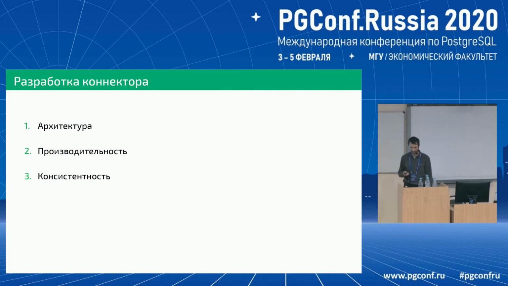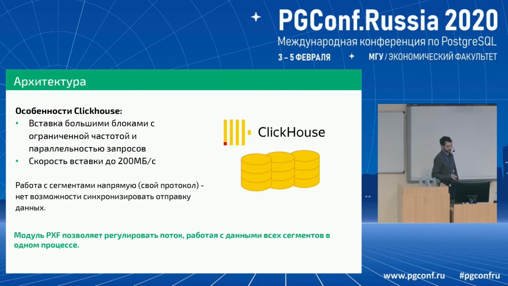When you develop a connector, you have to pay special attention to three main areas, which are architecture, performance and consistency. And now let's take a closer look at all these areas. We're going to use this example with our connector, how we tackle these areas. So architecture depends a lot on the system that we work with.